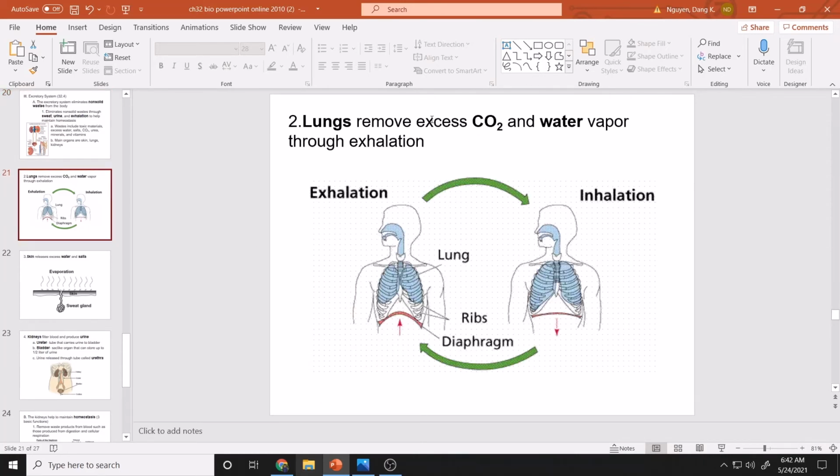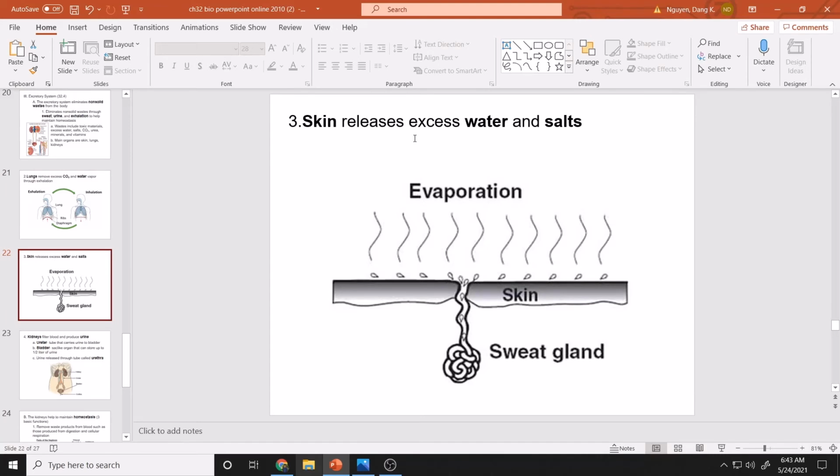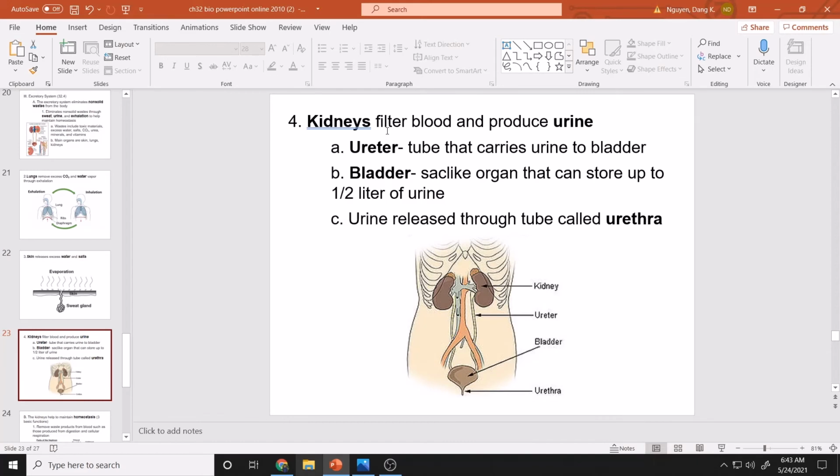So the lungs remove excess CO2 and water vapor through exhalation. Your skin will release excess water and salts. Your kidneys are responsible for filtering the blood, and any excess water is then passed off as urine.